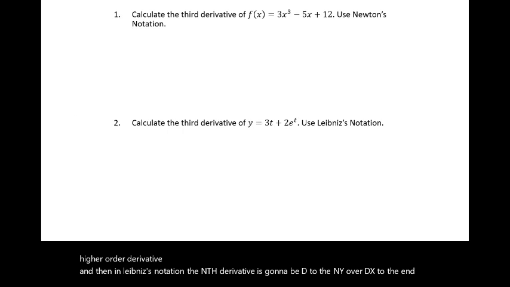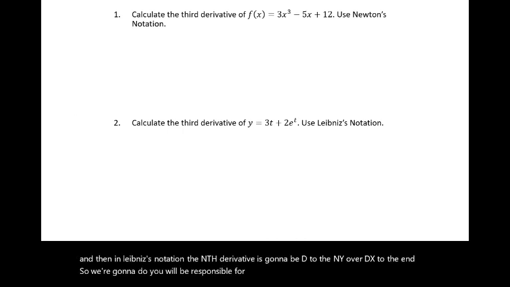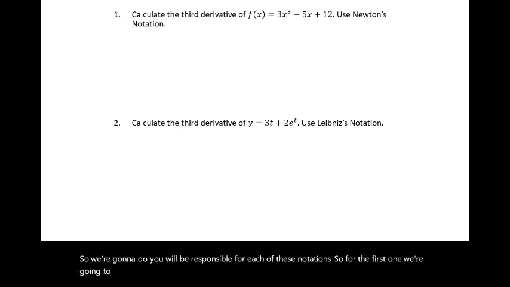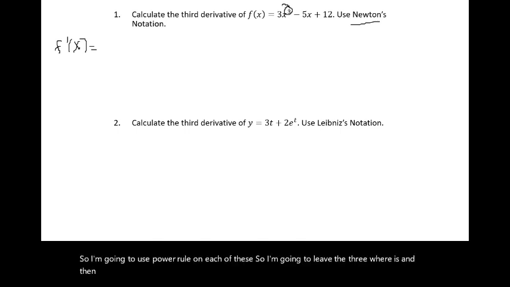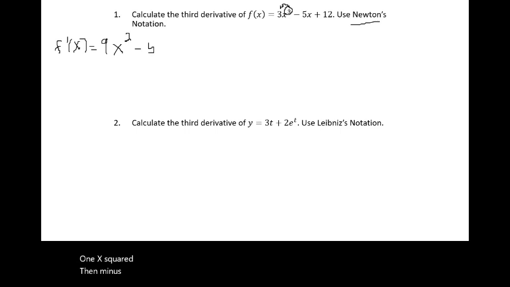So what we're going to do, you will be responsible for each of these notations. So for the first one, we're going to calculate the third derivative of the function 3x cubed minus 5x plus 12, and we're going to use Newton's notation. So in order to get the third derivative, we do need the first two derivatives. So let's start with the first derivative, f prime of x. So I'm going to use power rule on each of these. I'm going to leave the 3 where it is, and then I'm going to move down the power. 3 times 3 is 9, and then I'm going to decrease the power by 1, x squared. Then minus derivative of 5x is 5, and then derivative of plus 12 is 0.